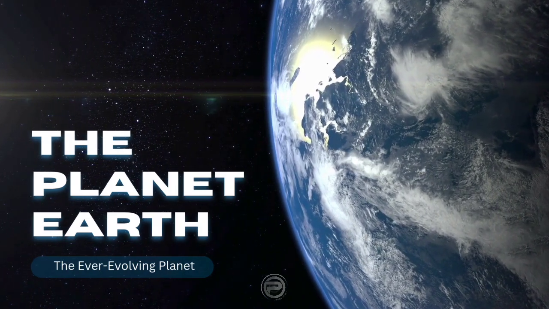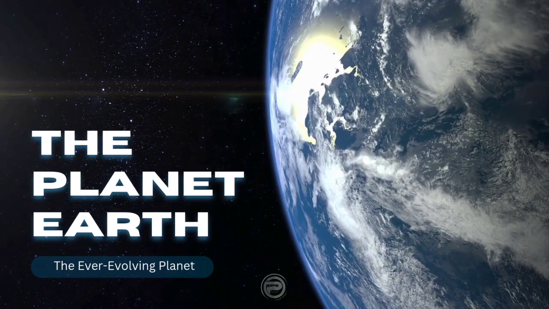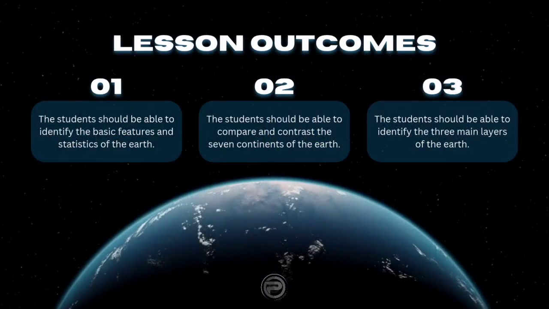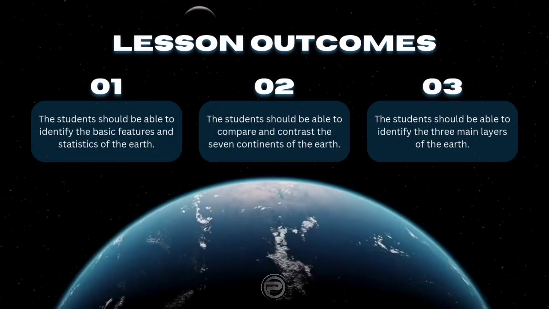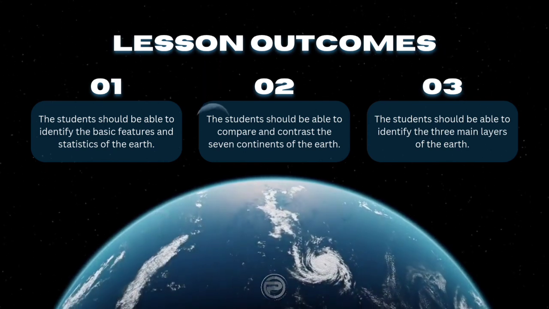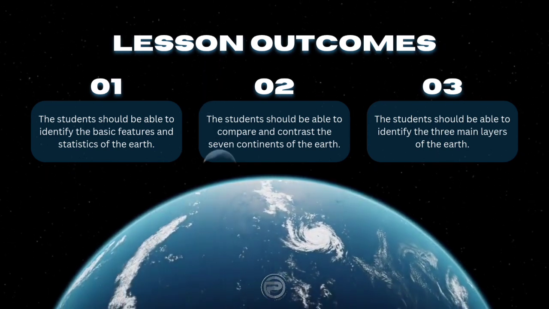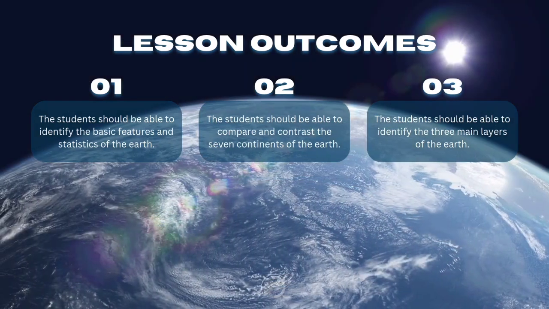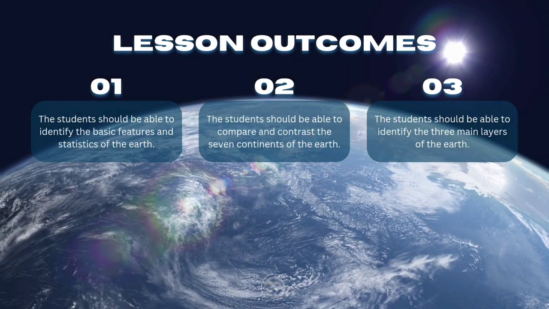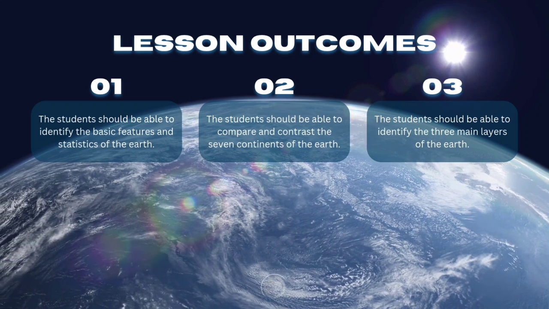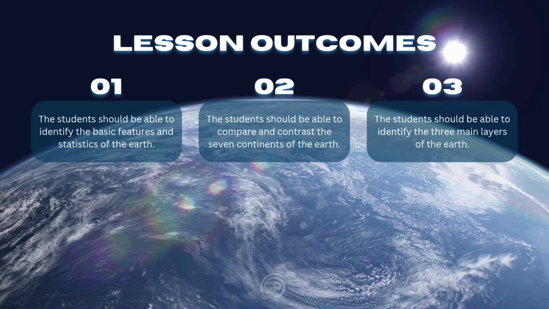This learning material is about the basic characteristics of planet Earth. Okay, here are the expected learning outcomes. 1. The students should be able to identify the basic features and statistics of the Earth. 2. The students should be able to compare and contrast the 7 continents of the Earth. 3. The students should be able to identify the 3 main layers of the Earth.